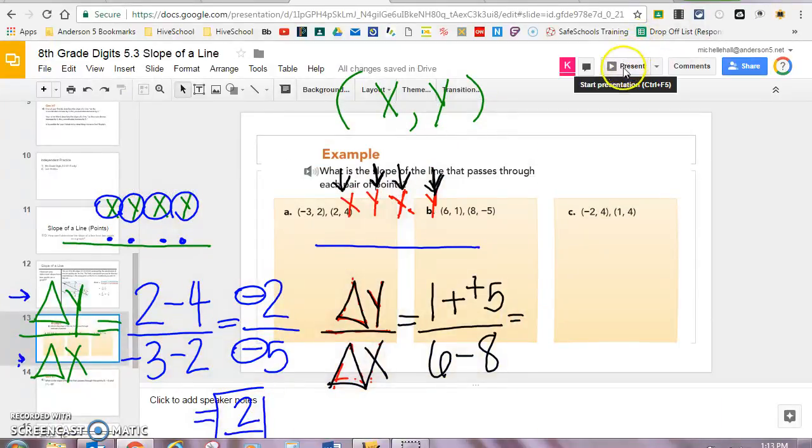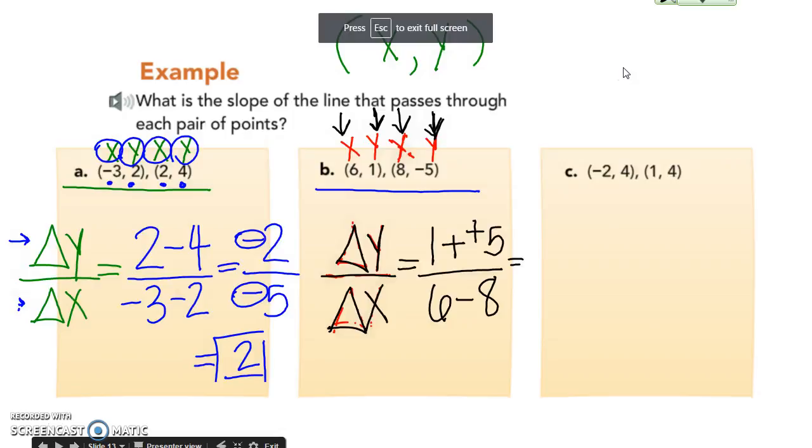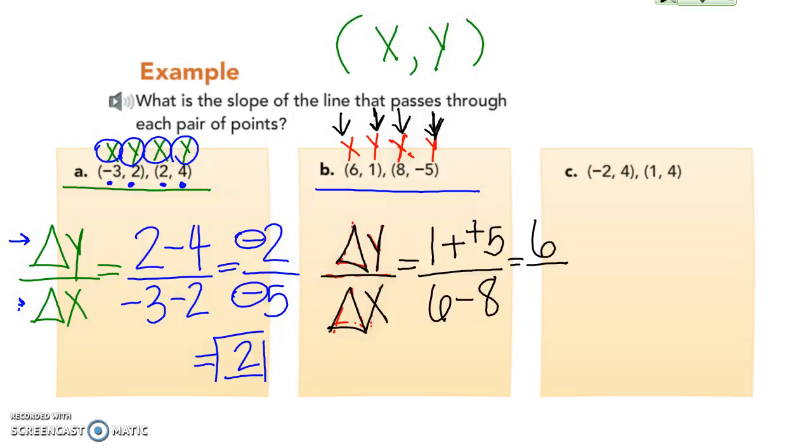See if this will help. Try it again. 1 plus 5 is 6. There we go. And then 6 minus 8 is negative 2. Last, if I can simplify this, I want to go ahead and simplify it.